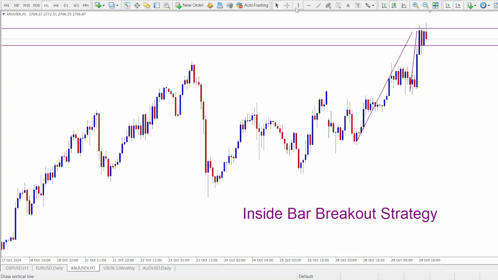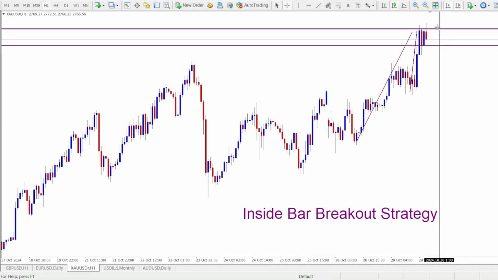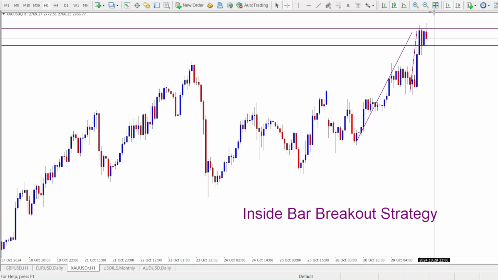Now, how to use this strategy is very easy, right? After you have identified the high and the low of the current candle, just wait for a breakout. Basically, it's a breakout strategy, so you just wait for a breakout. When a breakout happens, wait for a retest, and then a continuation pattern in the direction of the breakout.